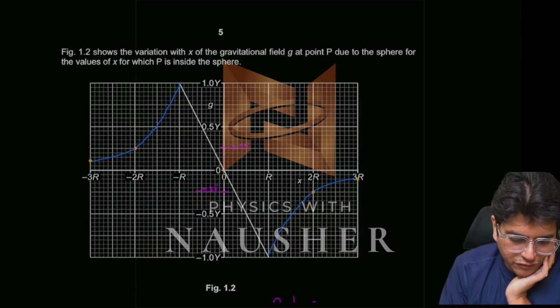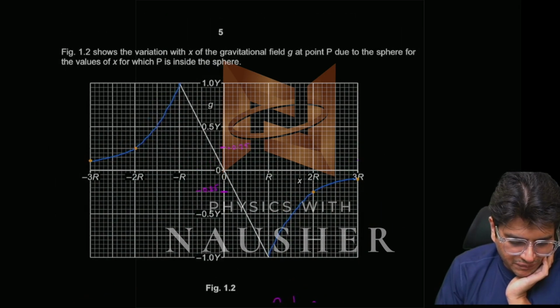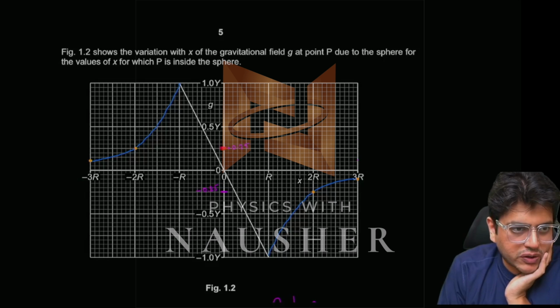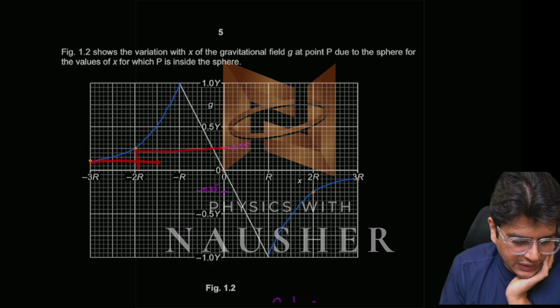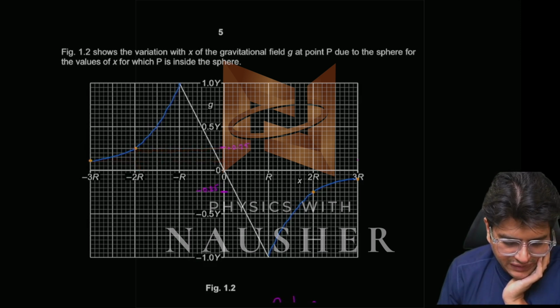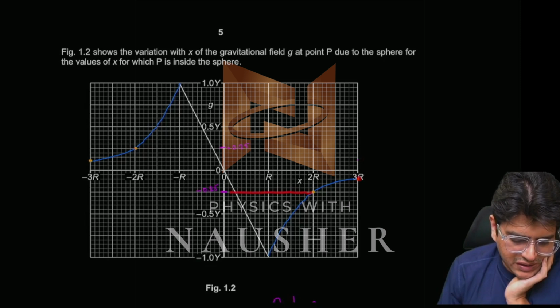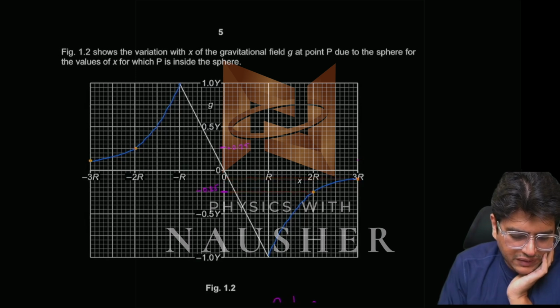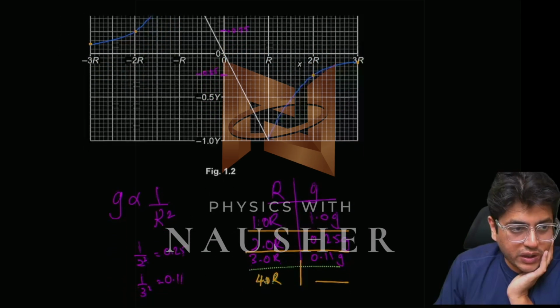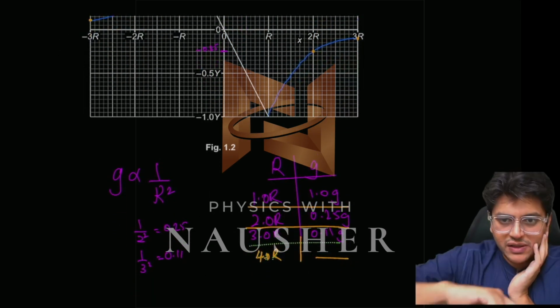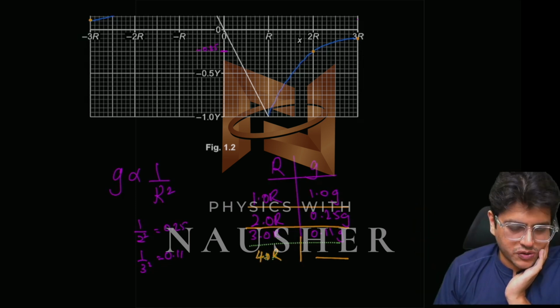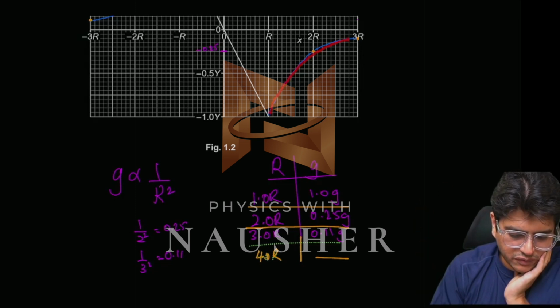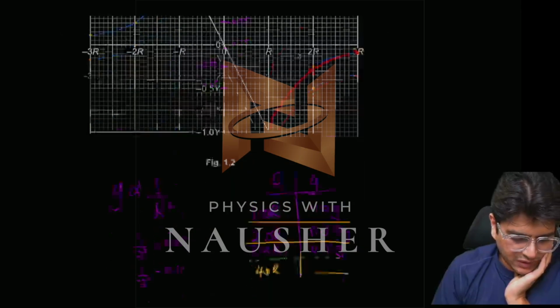I have labeled the points for you. If you can see, this is 0.25 at 2R, and this is going to be 0.11 roughly. And similarly, minus 0.25 over here, and this is minus 0.11. Because it's an inverse square relationship, it's a curve. It's not a straight line. So you mark these points and you make the curve.